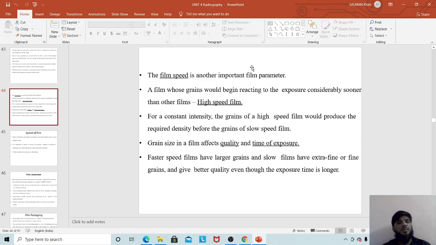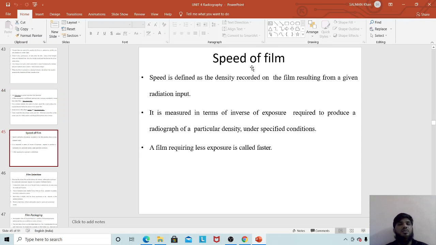We have two film types, one is high-speed film, another is low-speed film. High-speed film is where the grains present on the screen react at a faster rate when you expose the film. Okay. If the grain size is very small, it takes a lot of time and the quality of the image will be much higher. If it is a high-speed film, the exposure time will be much less, but the quality of the image will be lower.